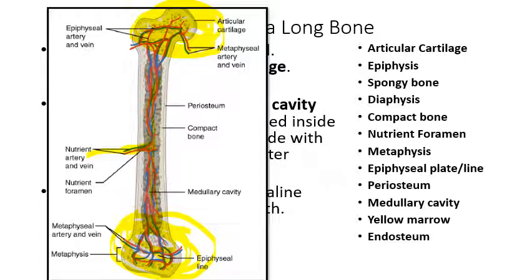And the edges of the shaft are made of compact bone, so they're made of osteons. Then lining the inner medulla, we have the endosteum, and lining the outside of the bone, we have the periosteum. And by the way, the muscles don't attach directly to the bones. They're actually attached to the periosteum. So this sheath of tissue that surrounds the bone is actually what the muscle is attached to, not the bone itself.